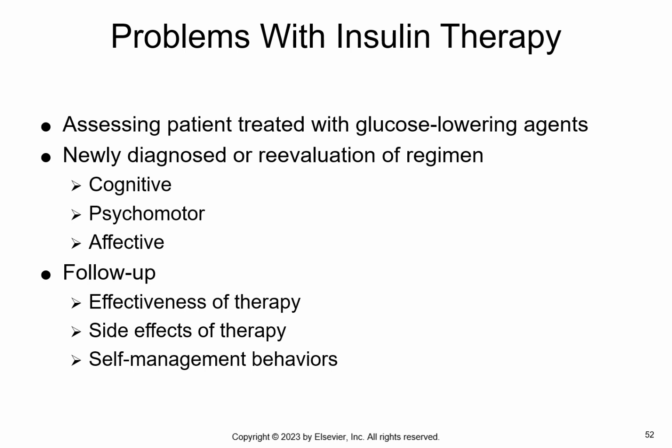Then we have lipodystrophy. Let me go through this slide 52. We do an assessment of patients treated with glucose lowering agents, newly diagnosed, or reevaluation of regime: cognitive, psychomotor, affective. We need to evaluate these behaviors. Follow up if we need, look at the effectiveness of the therapy, side effects of the therapy, and self-management behaviors.